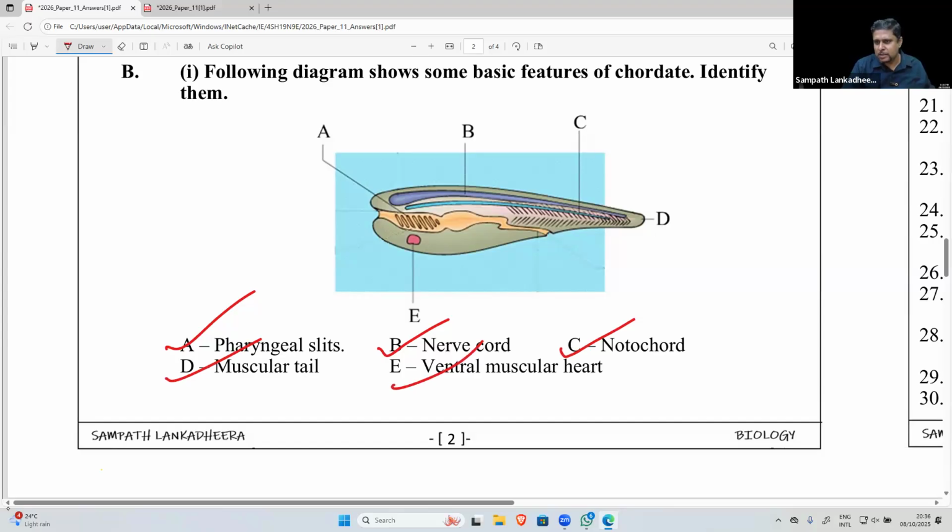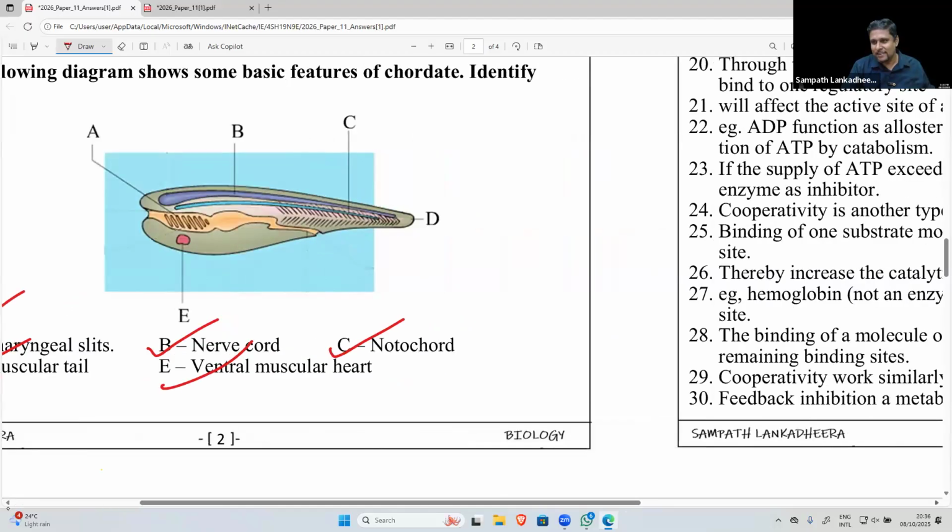Sorry, D is muscular tail. And then E is ventral muscular heart.